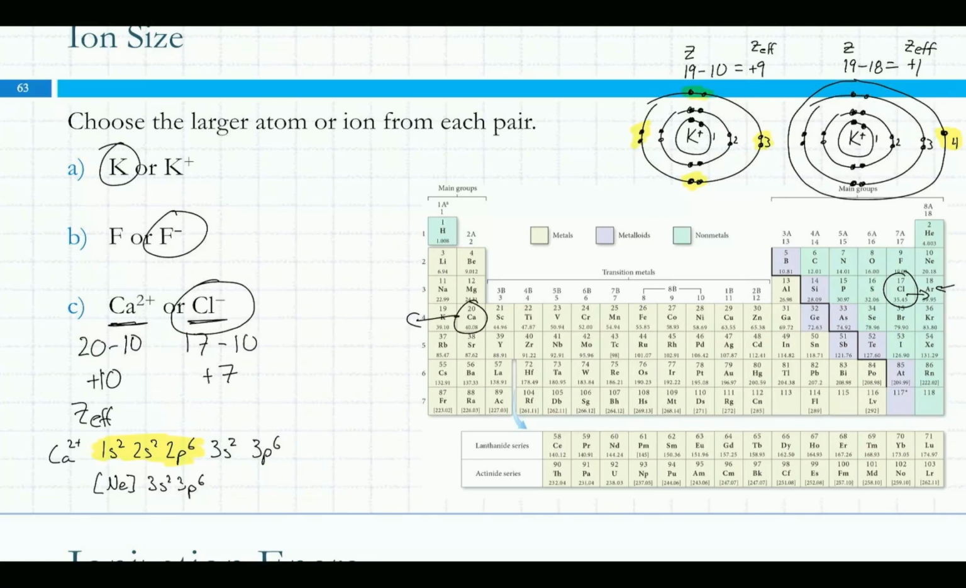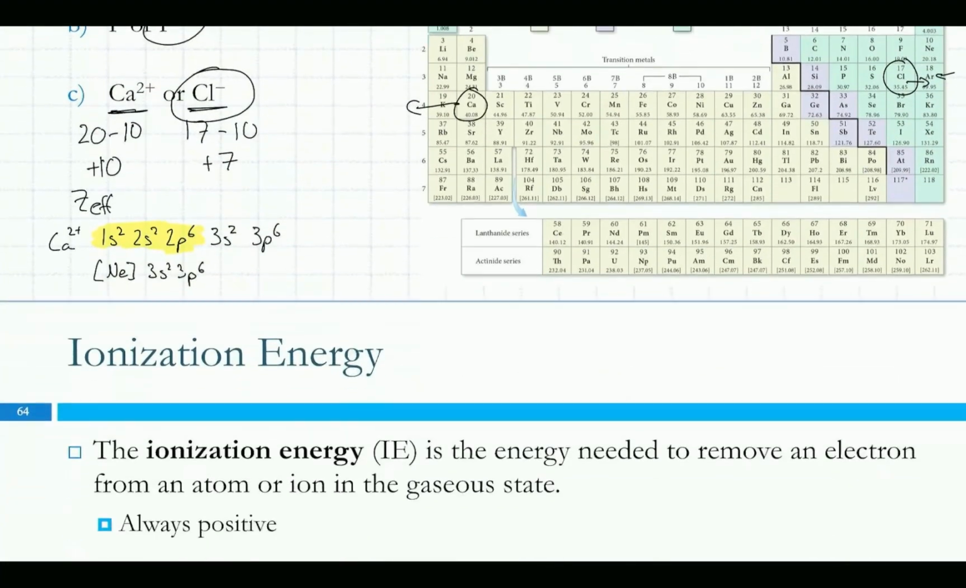If it's isoelectric, meaning they have the same number of electrons, and the effective nuclear charge is higher, then it's smaller. Yeah, really effective nuclear charge is the whole thing. That, or the number of shells.